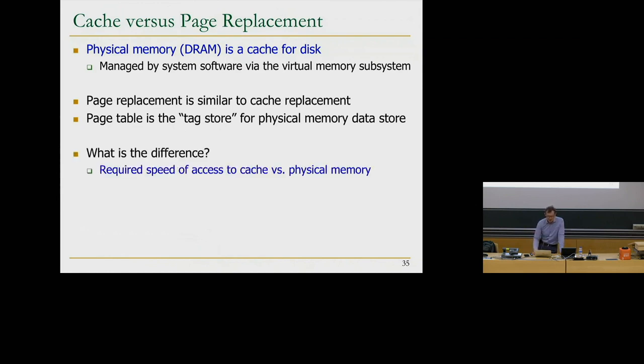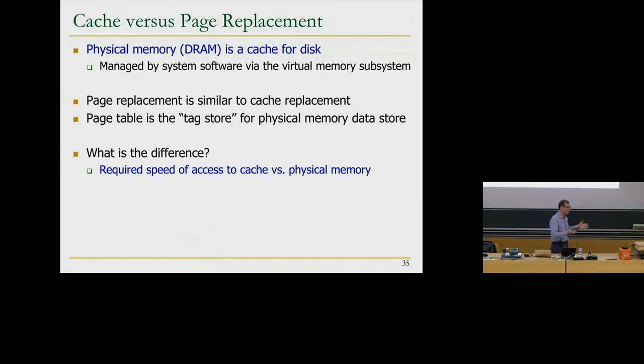So what is the difference? One difference is based on the access time. Whenever you're doing a replacement in a cache, you want to be relatively quick, because cache access latencies are very small. But now we're dealing with physical memory. Physical memory access latencies are very long. So you can actually have more sophisticated algorithms.